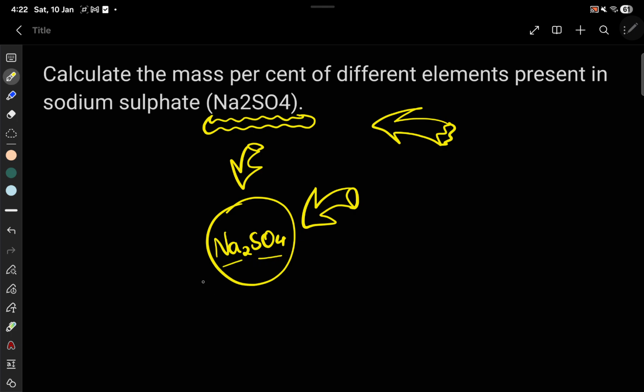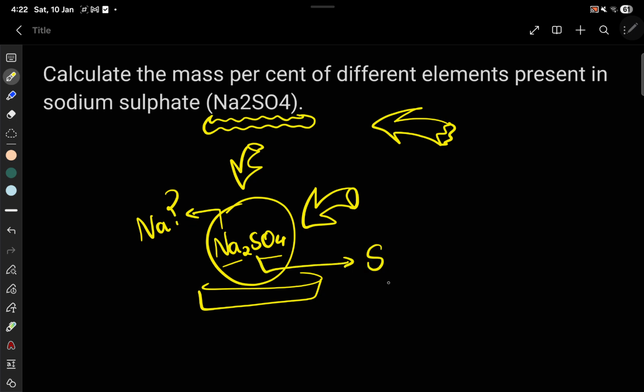In this question, they are telling you that you are having a single molecule of sodium sulfate, and in this single molecule, what is the percentage of different components present over here? In simple words, they are asking you what is the percentage of sodium present in here, what is the percentage of sulfur present in here, and what is the percent composition of oxygen present in here.